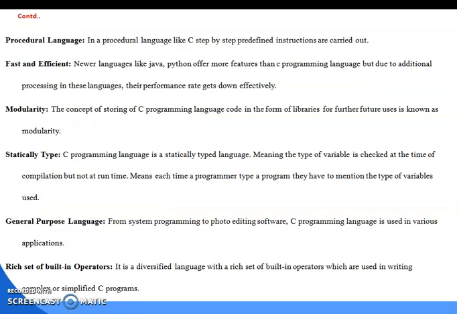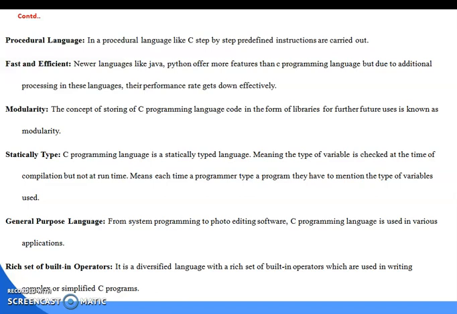In a procedural language like C, step-by-step predefined instructions are carried out. Right? Step-by-step predefined instructions are carried out in the C language. Next is fast and efficient.